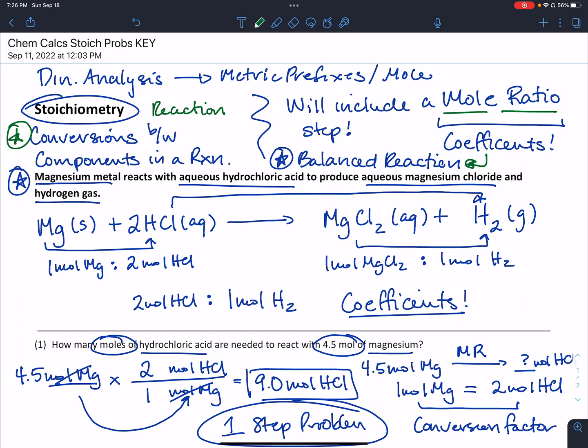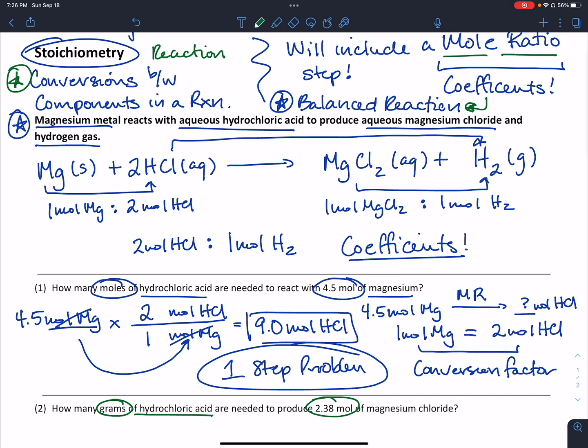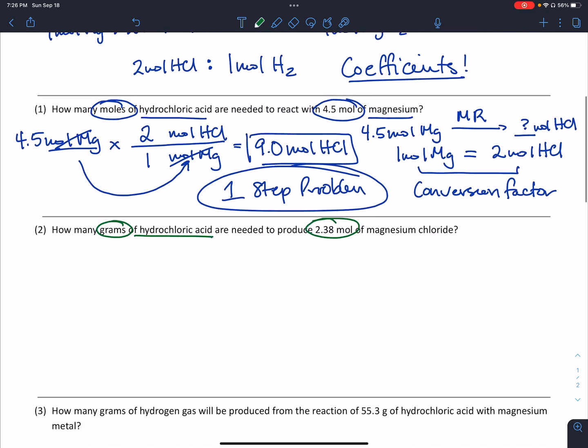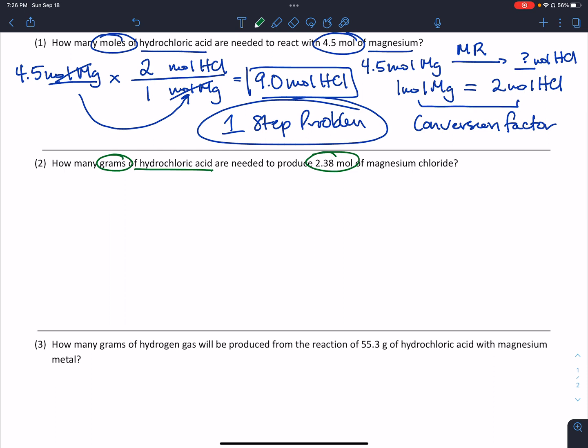For this problem, we're going to use the same reaction that we used in the previous video. Magnesium plus hydrochloric acid forms magnesium chloride and hydrogen gas. So we slide down to problem number 2. How many grams of hydrochloric acid are needed to produce 2.38 moles of magnesium chloride?